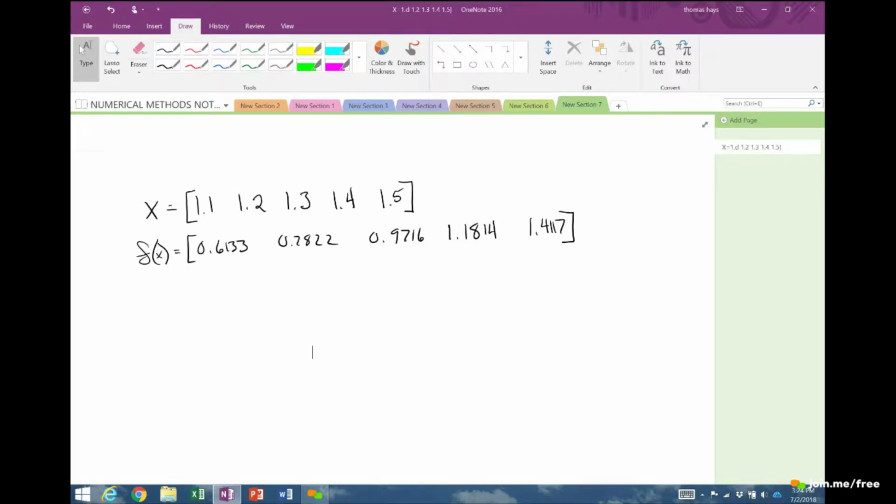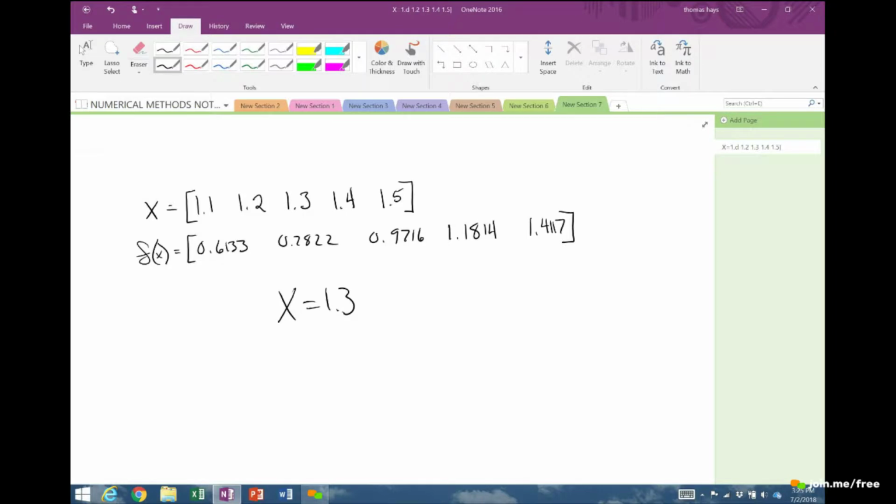Example problem 8.1 asks for us to find the first derivative f prime at the point x equals 1.3. It asks us to find it three different ways. First using the 3-point forward difference formula, next using the 3-point backward difference formula, and then lastly using the 2-point central difference formula for these points.